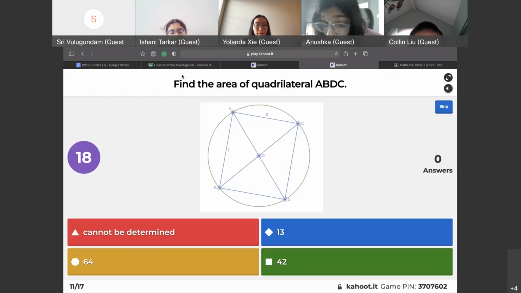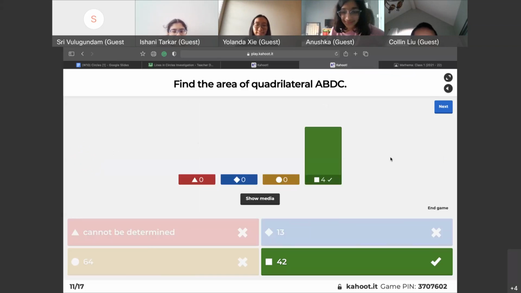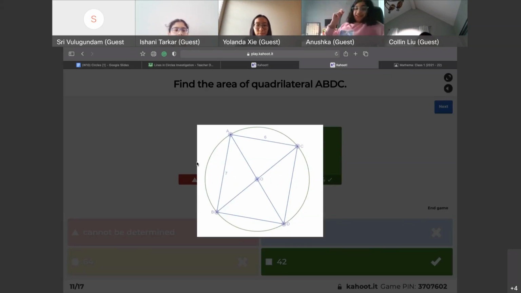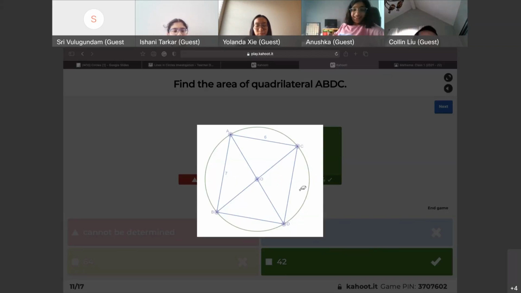Okay, find the area of quadrilateral ABDC. Okay, now this is just basic geometry. True. Right. Please don't get that wrong. Imagine choosing cannot be determined. Anybody who gets this wrong, take 5 points away from them. Exactly. It's 90 degrees. So 10 times 6 is 42.